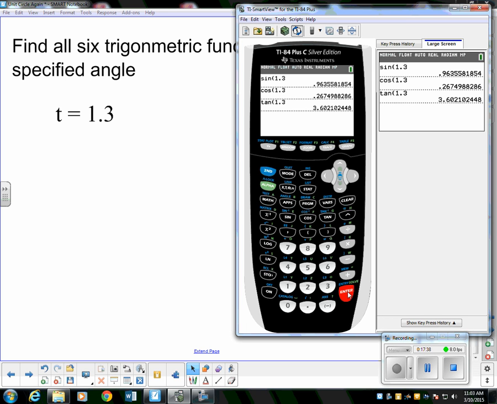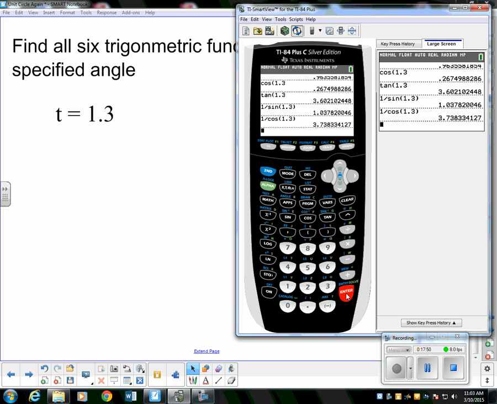If I want to find the cosecant, it's 1 divided by the sine of 1.3. Again, the secant is 1 divided by the cosine of 1.3. And then the cotangent is 1 divided by the tangent of 1.3. And all I got to do is round those answers to 4 decimal places. Usually it'll tell you in the problem, round to 3 or 4 decimal places. So again, if it's an angle in which we legitimately don't know the coordinates, then we can use our calculator.